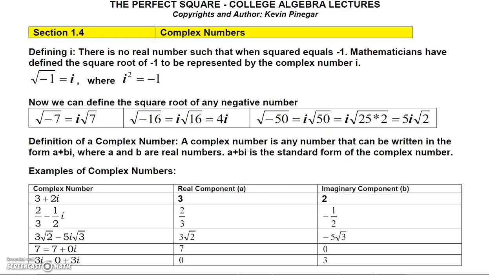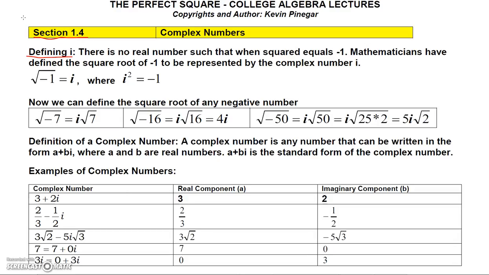Well, hi there. Today we're going to talk about complex numbers while I'm labeling section 1.4 in my college algebra lectures. First of all, let's define i. You might think i is you, but i in college algebra is not you. i is not me. i is the square root of -1.